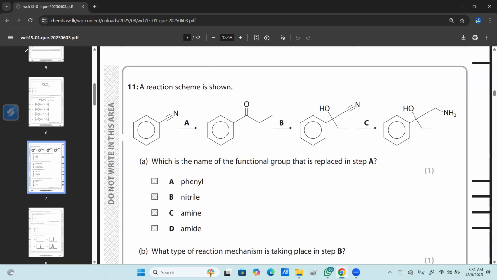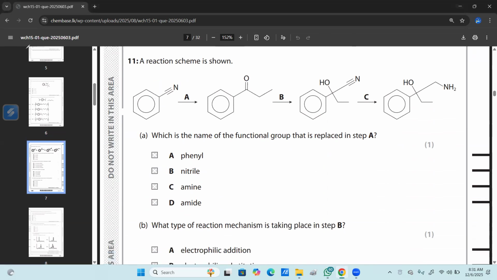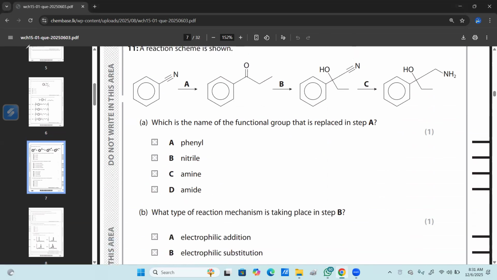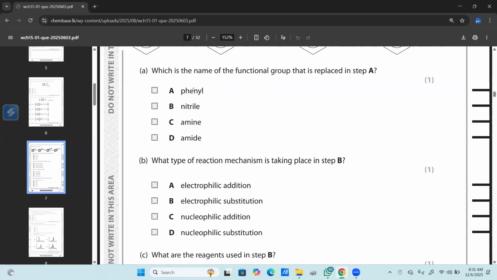Then this: what is the name of the functional group that is replaced in step A? What do you call that? Nitrile. CN is known as a nitrile. What type of reaction mechanism is taking place in step B? In step B, a ketone becomes a hydroxynitrile. You have to know the reactions of ketones and aldehydes. The reaction of ketones and aldehydes is nucleophilic addition, right? So the correct answer is C.